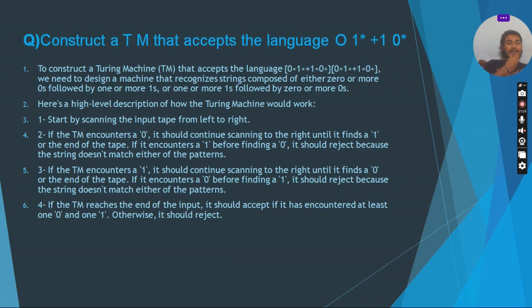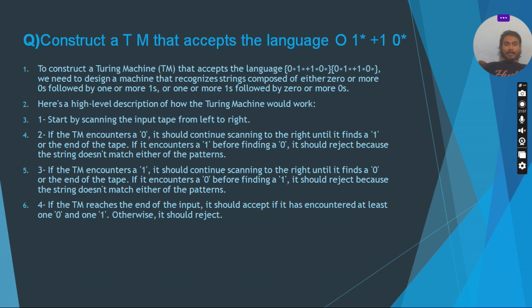So, construct a TM that accepts the language 0 1 asterisk and 1 0 asterisk. It's not 0 1 or 10. It's 0 1 asterisk plus 1 0 asterisk. To construct a TM that accepts this language, we need to design a machine that recognizes strings composed of either zero or more zeros followed by one or more ones, or one or more ones followed by zero or more zeros.